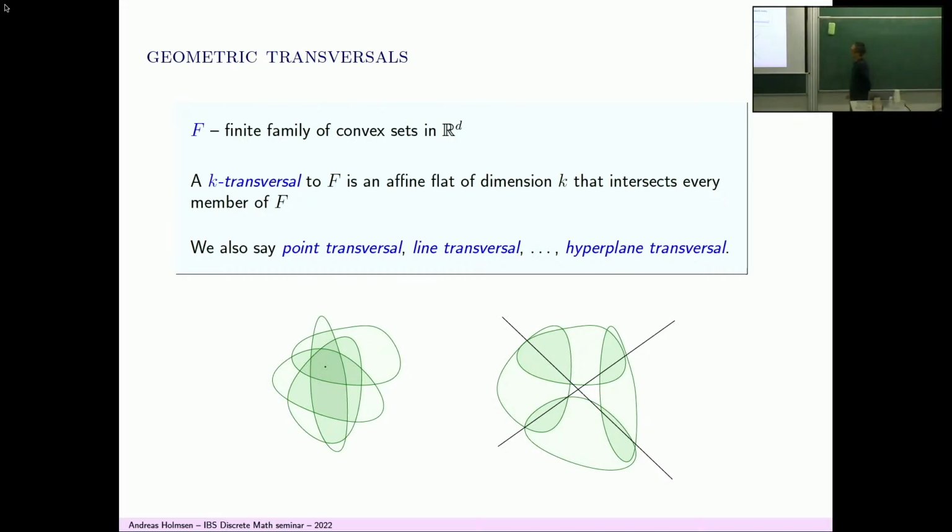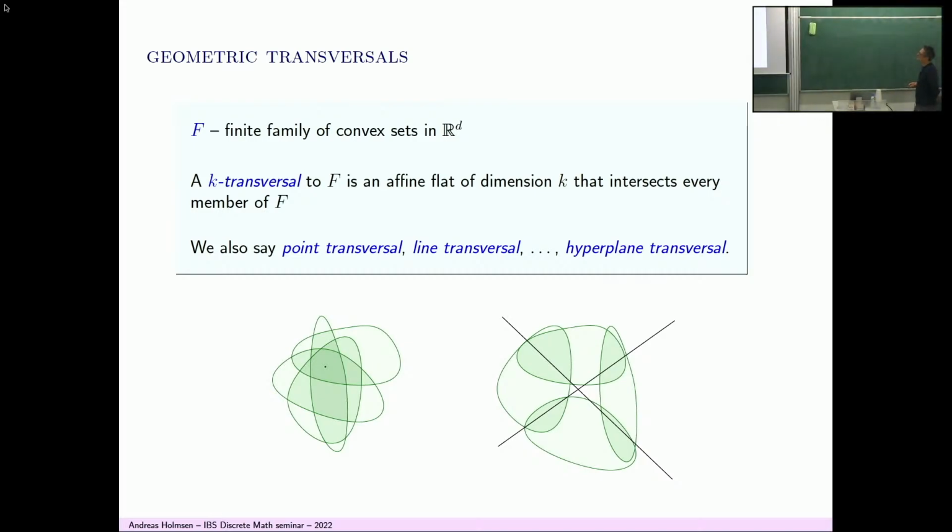Typically we would say point transversals, line transversals, or hyperplane transversals, just in case I use those words instead, that's what they mean. So that's k is 0, k is 1, k is d minus 1.